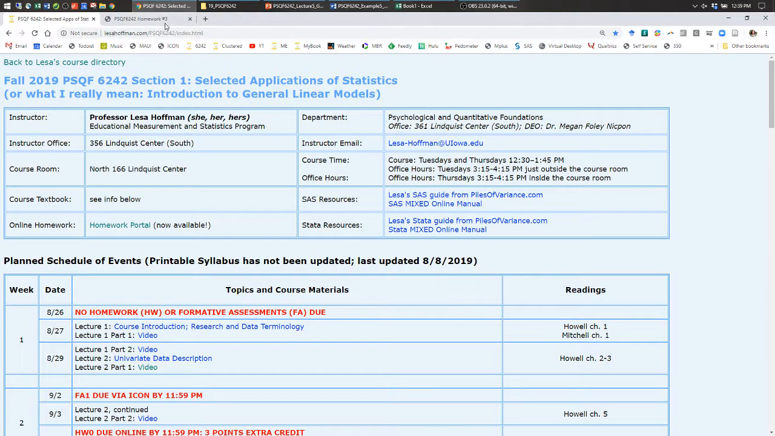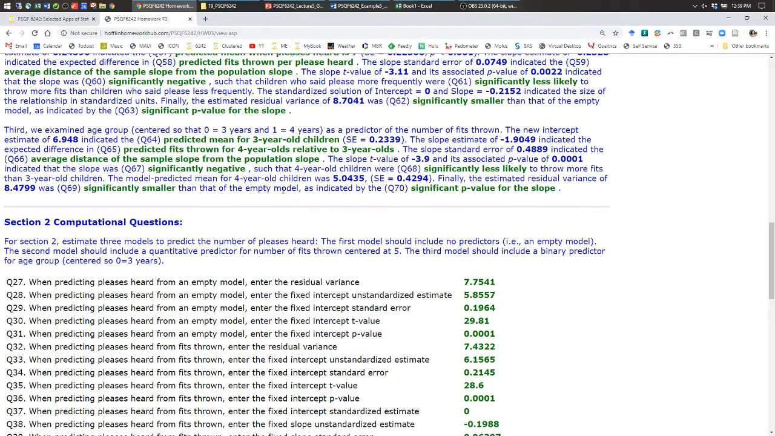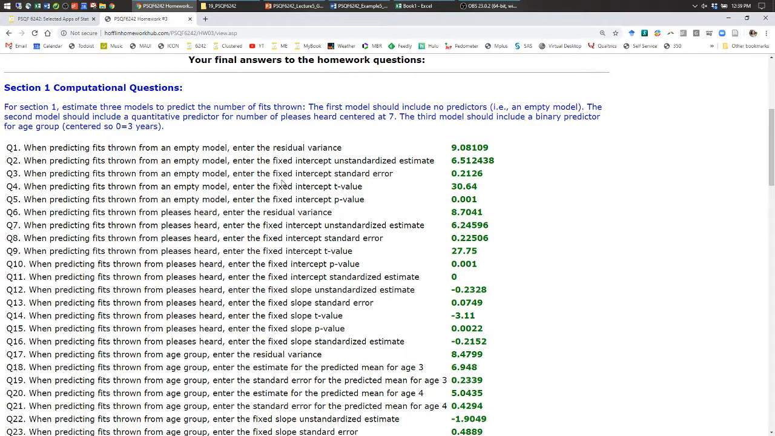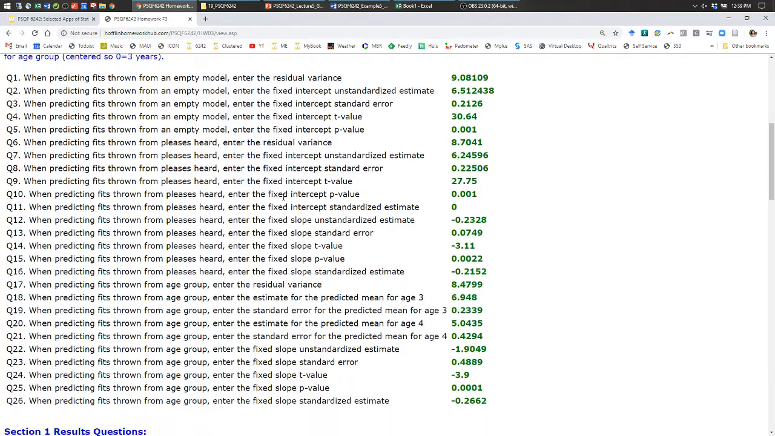Everybody is finally finished with homework 3, so we can go over that if you would like. For the most part, the computational things went well. If you're still having any trouble fighting with SAS or STATA to make it do things that you need it to do, please let me help you. I'm happy to do that.